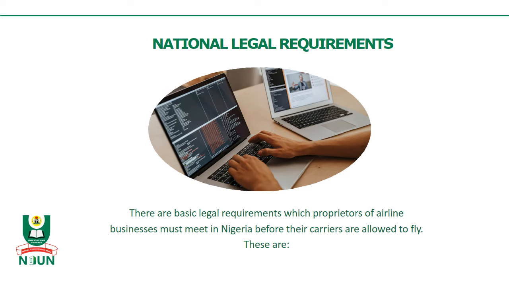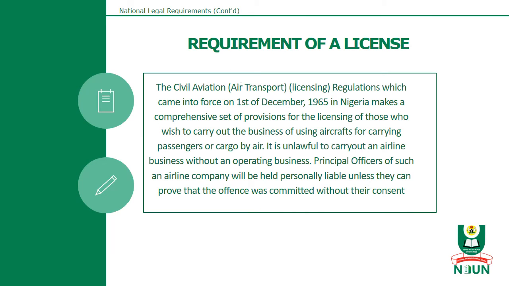Then we are talking of national legal requirements. There are basic legal requirements which proprietors of airline businesses must meet in Nigeria before their carriers are allowed to fly. And these are: number one, the requirement of a license. The Civil Aviation Air Transport License Regulation, which came into force on 1st December 1965 in Nigeria, makes comprehensive provisions for the licensing of those who wish to carry out the business of using aircraft to carry passengers or cargo by air.